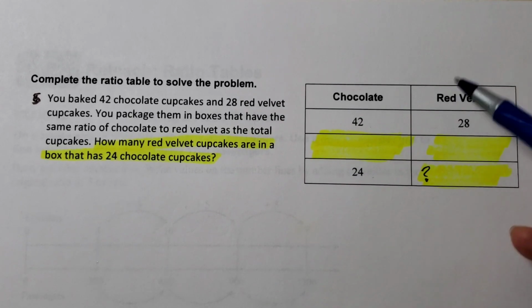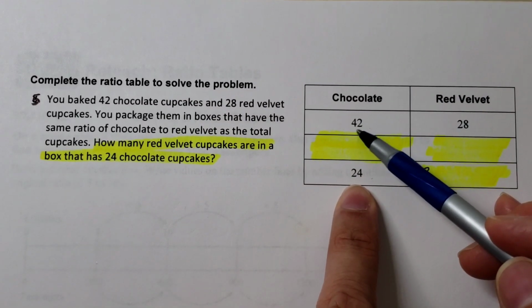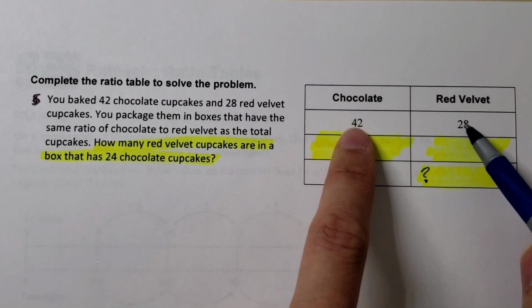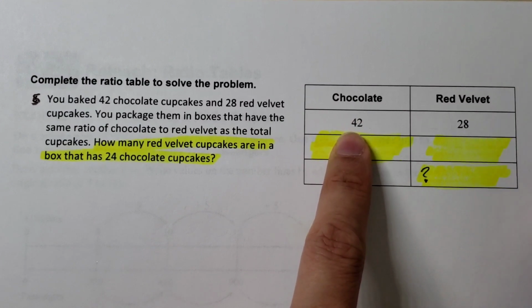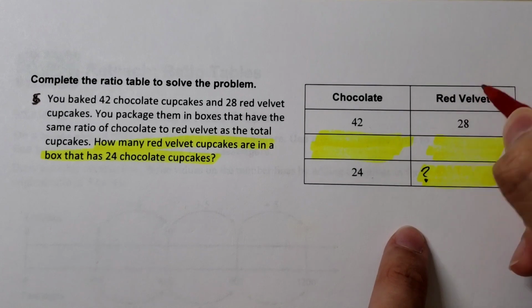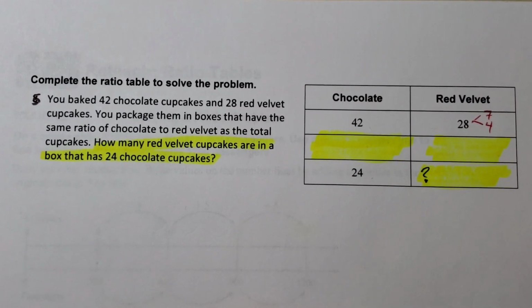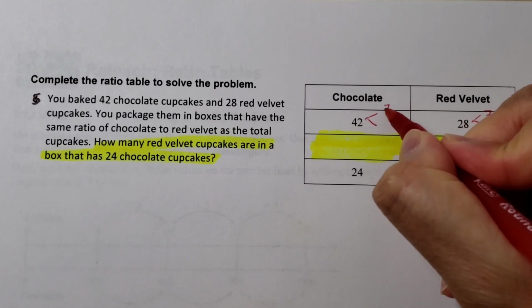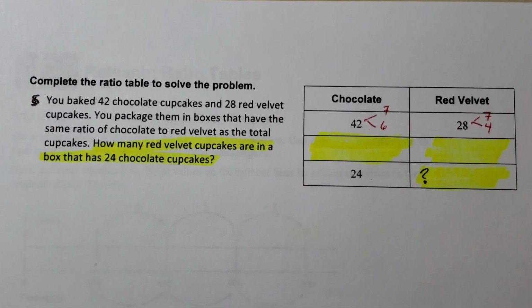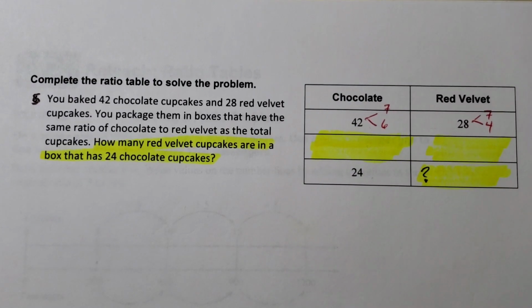So what we can do is figure out, I need to go to 24. So what are the factors of 42 and 28? What is the common factor of 42 and 28? Now you can get the GCF or you can get the common factor. You know 28 is 7 times 4. You also know that 42 is 7 times 6. So what common factor can we use? And you're right, we can use 7.